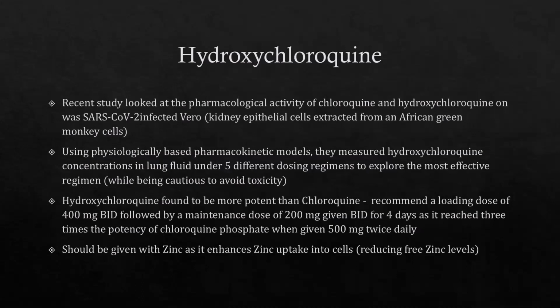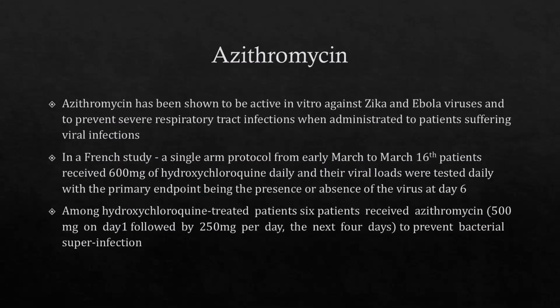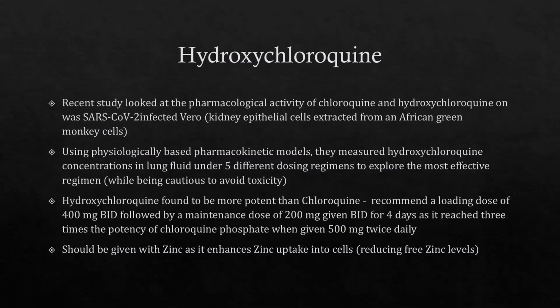Okay, looking at hydroxychloroquine, a recent study looked at the activity of hydroxychloroquine and chloroquine on SARS-CoV-2 infected Vero cells, which are kidney epithelial cells from African monkeys. That's specifically what kind of cells they are. But anyway, it looked at the pharmacological activity and the pharmacokinetic models, and essentially looked at the concentrations in BAL fluid under five different dosing regimens to see what would be the optimal dose of these medications, while also being very careful to avoid toxicity, because obviously they are associated with prolonged QT and immunosuppression, and we want to make sure we use it effectively and safely.